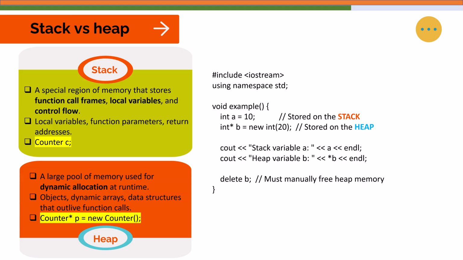So heap is more flexible, perfect for data that needs to live beyond a single function, but it is also slower and more prone to fragmentation. When you use the new keyword, like counter *p = new Counter, the object is created on the heap, which is a large pool of memory managed by the program. You control exactly when an object is destroyed, by calling the delete command. So this difference is crucial. Stack objects have automatic lifetime, however heap objects have manual lifetime.